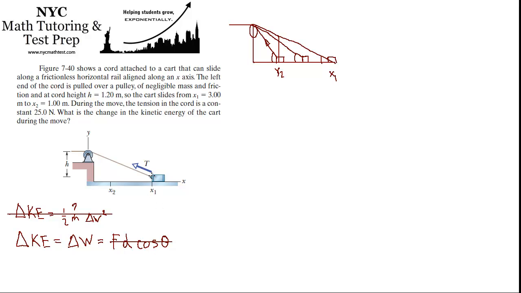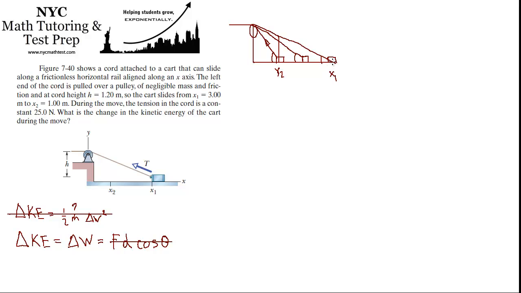So as the cord goes from x1 to x2, as the block goes from x1 to x2, how much of the cord goes past the pulley? How much has to be pulled through here to make that happen? That's what we're going to find. So let's look at our drawing.